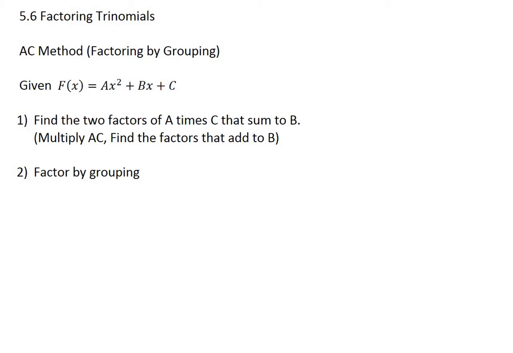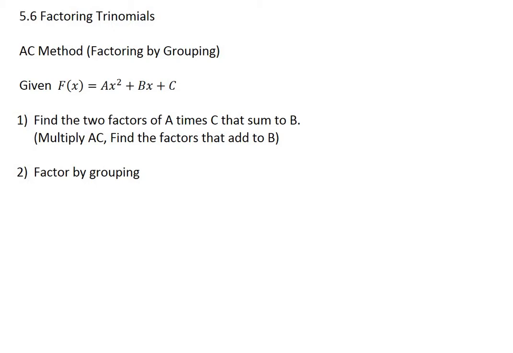So I'll show you a bunch of examples in this video that you can get comfortable with and reference back to. But here are the steps. So if you're given a polynomial ax squared plus bx plus c or anything else in quadratic form, then you're supposed to find the two factors of a times c that sum to b. That's called the AC method. You can really think of it as two different steps. First, multiply a times c, and then find the factors of a times c that add to b.